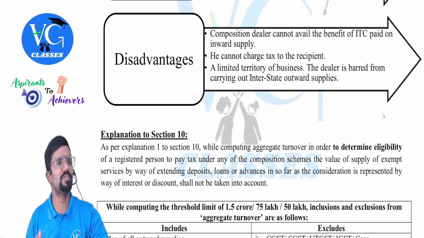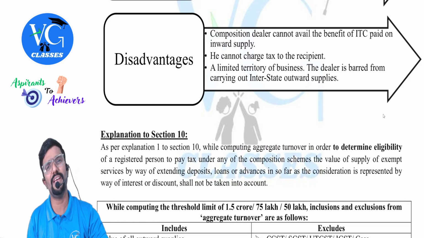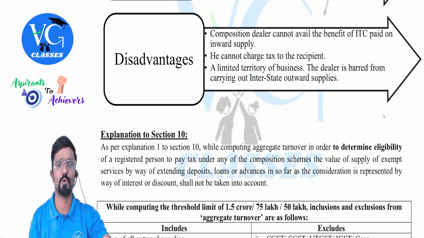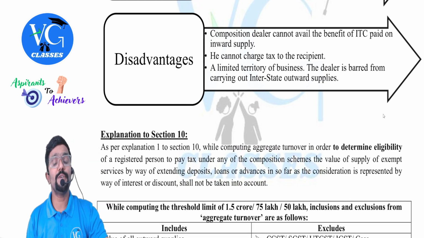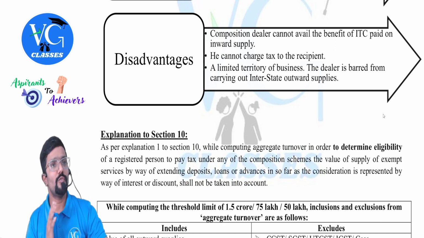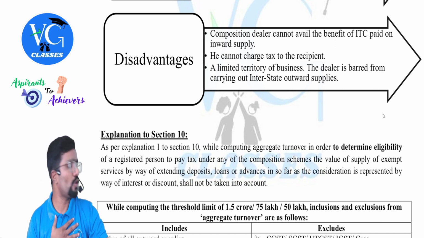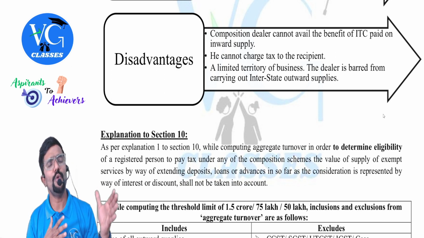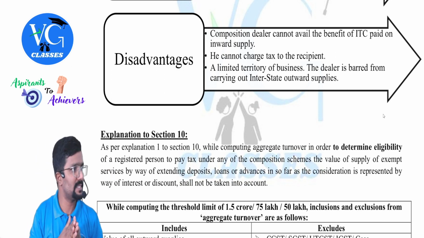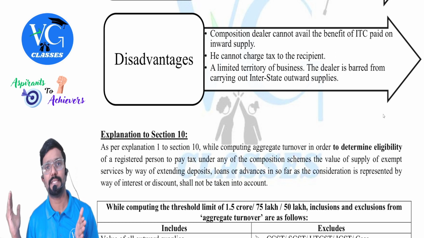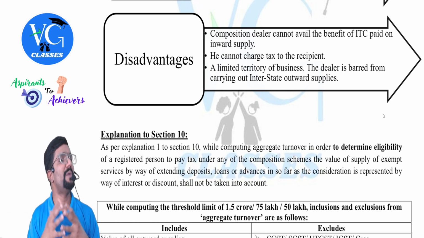Obviously, everything will have its own advantage and disadvantage. So even a composition supplier will have some limitations. What are those, sir? Composition dealer cannot avail the benefit of ITC paid on inward supply, one of the major disadvantages. So guys, it is all about tax planning. For example, I am confused. Should I follow composition scheme or not? Check how much might be your maximum input tax and how much will be your output tax. Go with whichever benefits you.